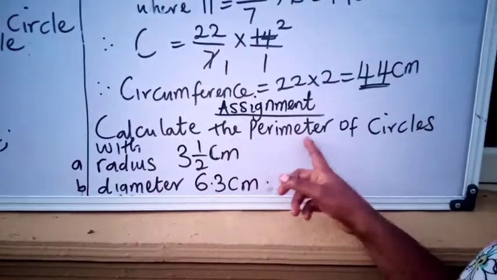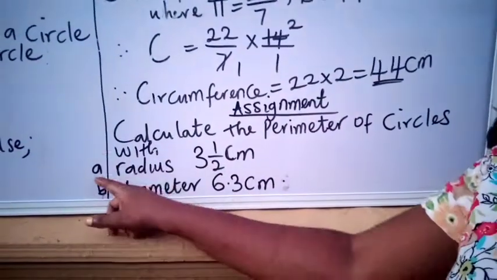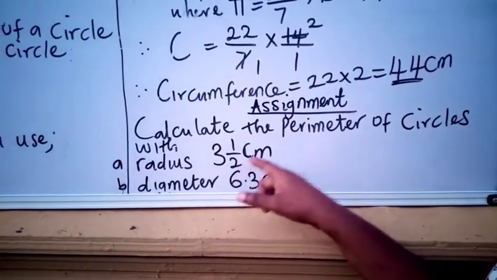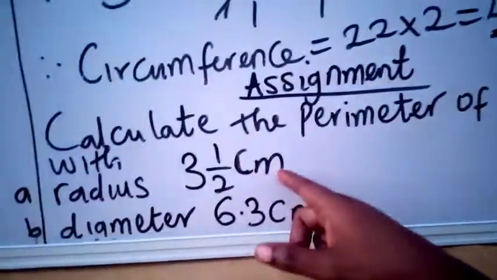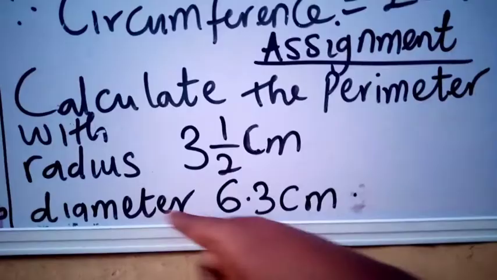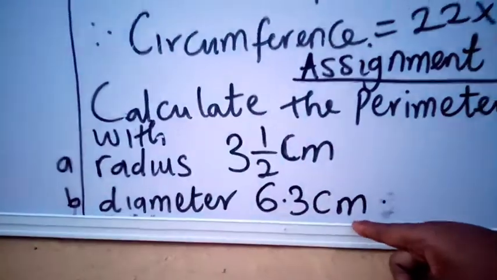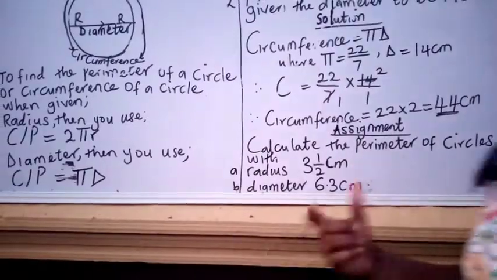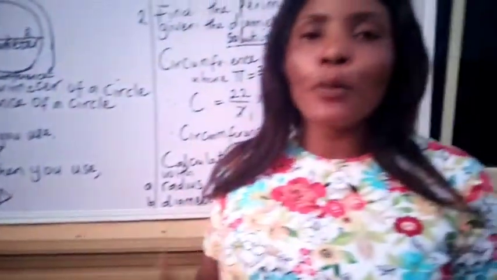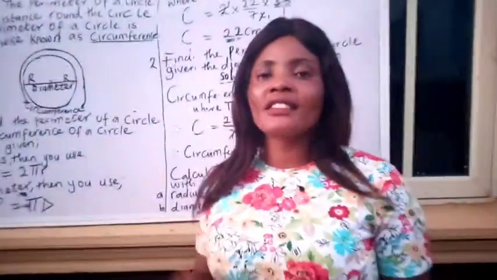Calculate the perimeter of circles with a, radius 3.5 centimeter, and b, diameter 6.3 centimeter. Use either of the two methods. Do it at your spare time and put the solution in the comment section.